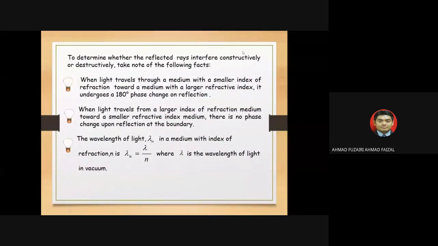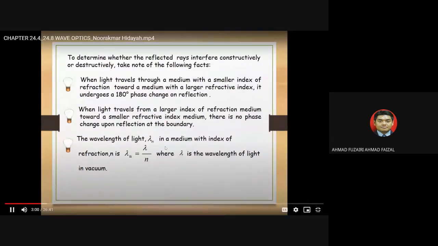To determine whether the reflected rays will interfere constructively or destructively, we must understand the following facts. Number one, when light travels through a medium with a smaller index of refraction towards a medium with a larger refractive index, it undergoes a 180-degree phase change upon reflection. A 180-degree phase change is also equivalent to half lambda. Number two, when light travels from a larger index of refraction medium towards a smaller refractive index medium, there is no phase change upon reflection at the boundary.